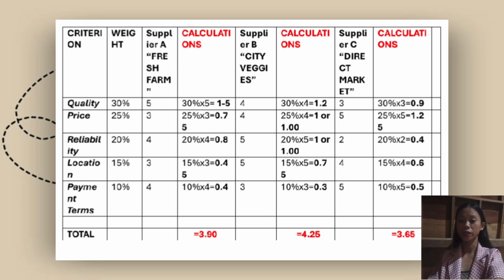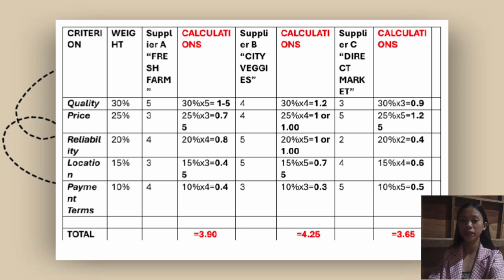Let's calculate supplier C, Market Direct. Quality, the criterion. We also have the 30% weight percentage. We also have Market Direct of 3, and let's multiply these two. 3 times 30% equals 0.90. We also have the price. We have the weight percentage of 25% and Market Direct of 5. 5 times 25% equals 1.25.